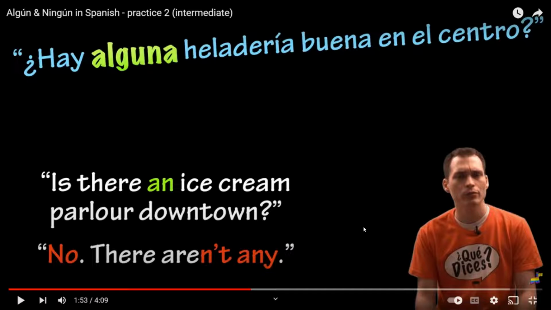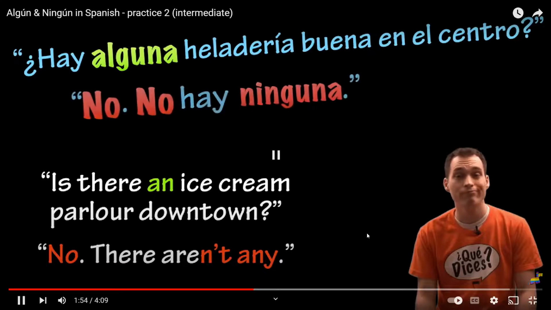Now, you could express that. ¿Hay alguna heladería? Is there some kind of heladería? You could also say, hay una heladería. You could substitute instead of alguna, you could say, hay una heladería. You can't substitute the word una in this example. But alguna means some kind of. So alguna is a little more specific than una, I guess you could say.